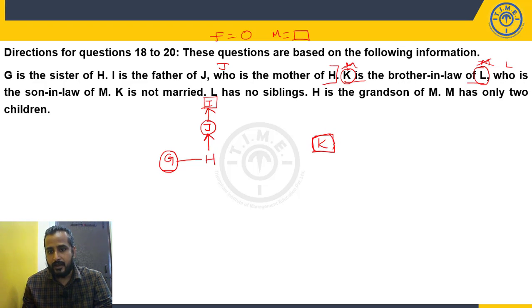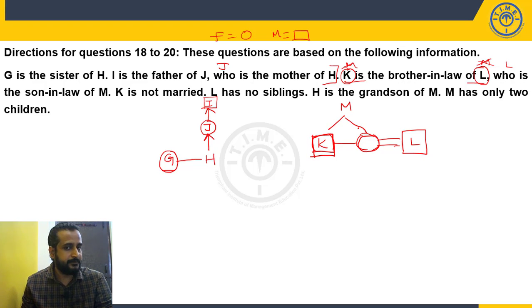You know K is male and there is one person who is K's sister. We don't know the name of the person, K's sister, who is married to L. K is the brother-in-law of L. Both K and L are male. Okay. And we know L is the son-in-law of M. Son-in-law is nothing but the daughter's husband. So M's daughter's husband is L. So M is the parent of these two persons. Right. Fine. Next, L has no siblings.